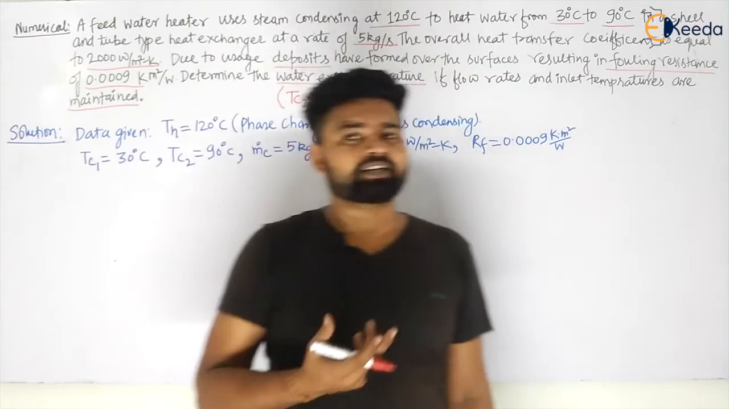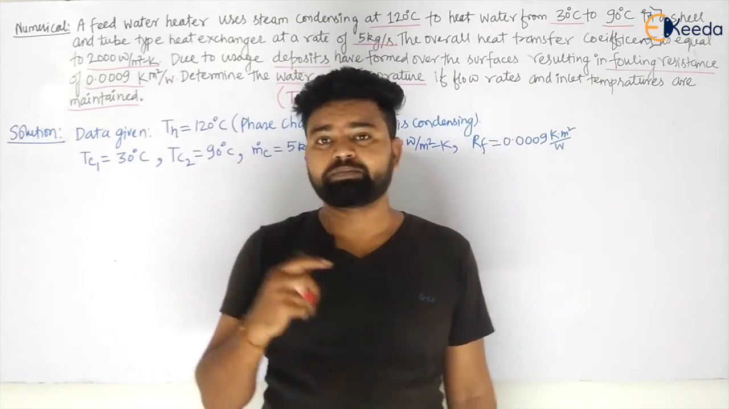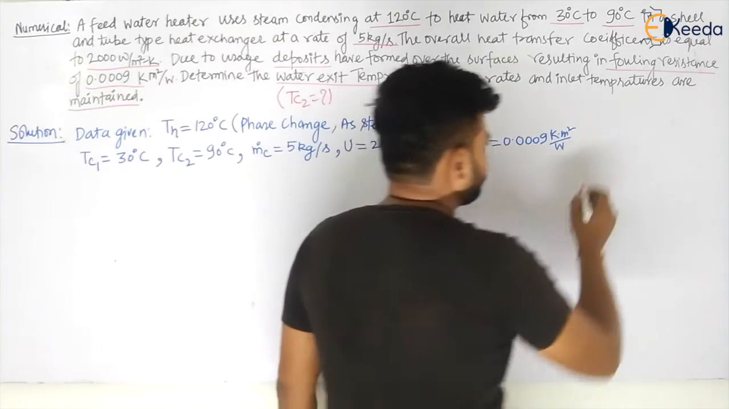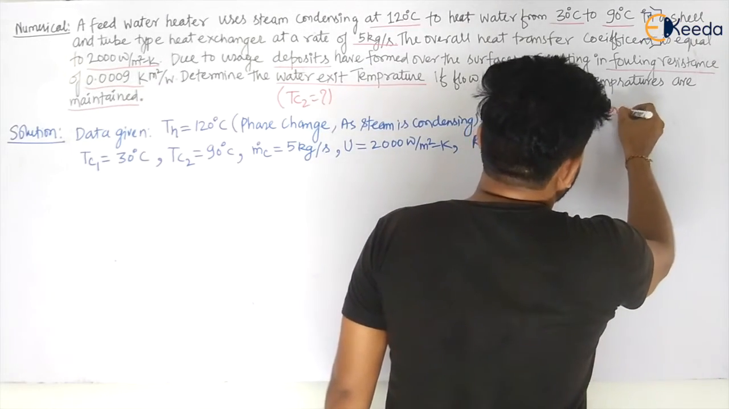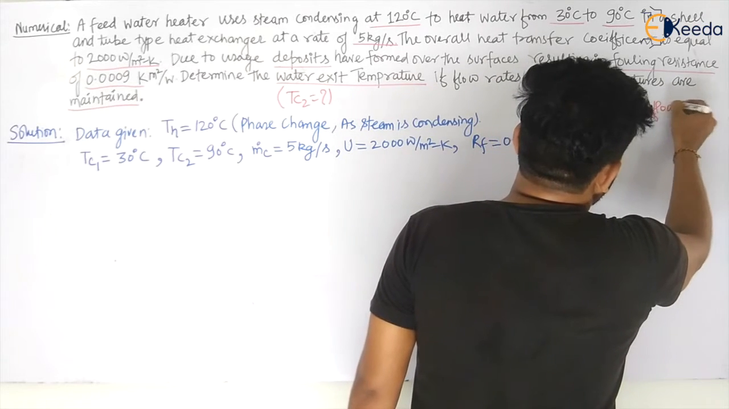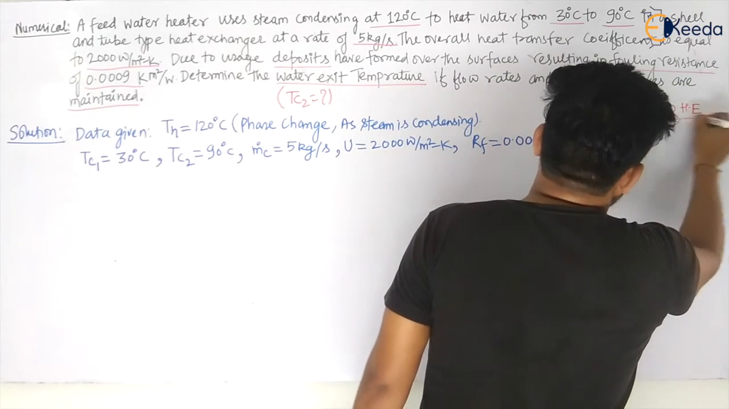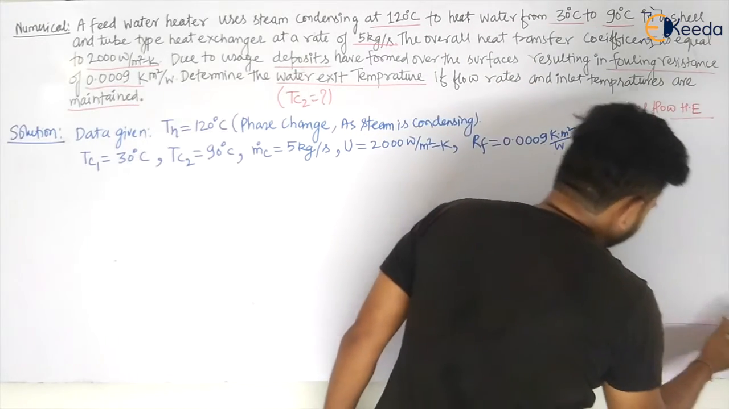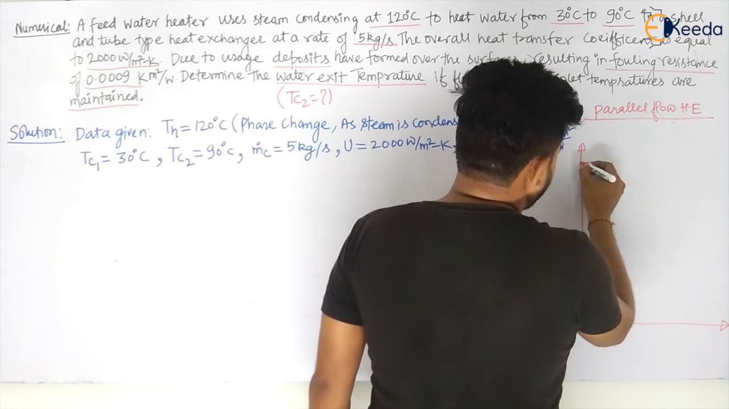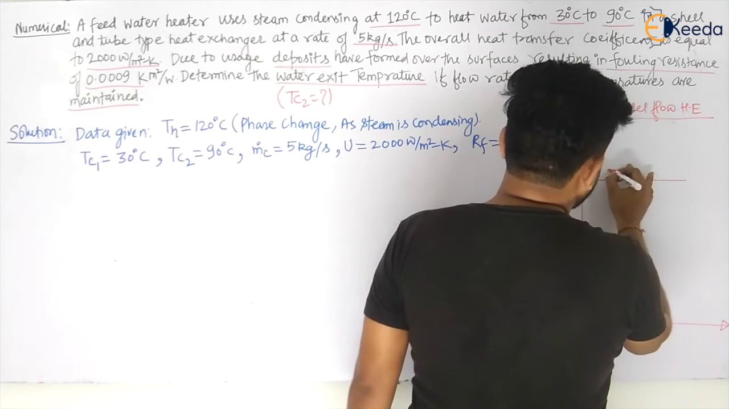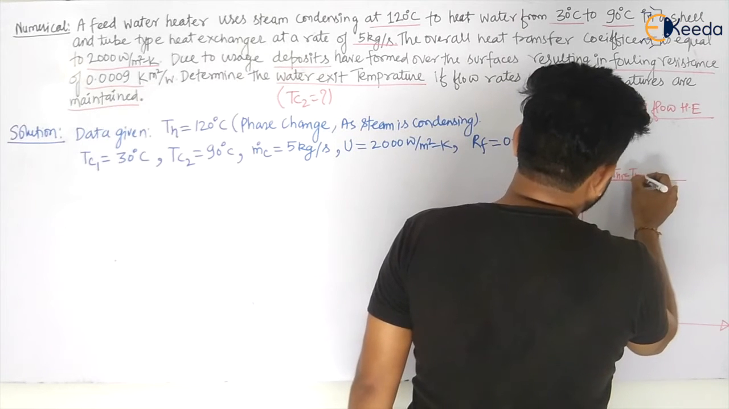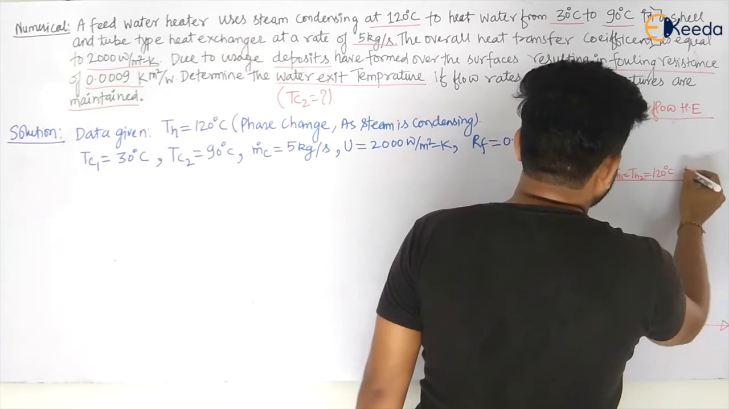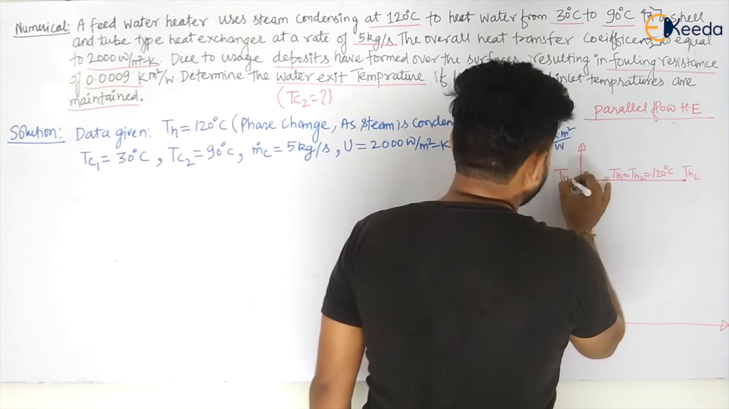As the phase change is occurring, the value of effectiveness will be the same for both parallel or counter flow. So let us consider the parallel flow heat exchanger first. Let us make the temperature profile diagram with the length. The temperature of hot fluid is not changing, that is TH1 is equal to TH2, which is 120 degrees Celsius.